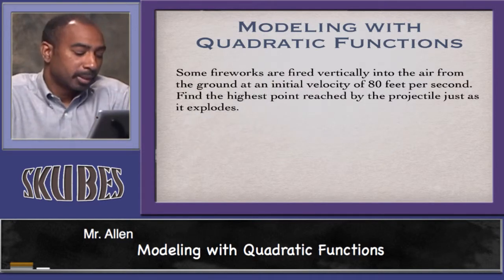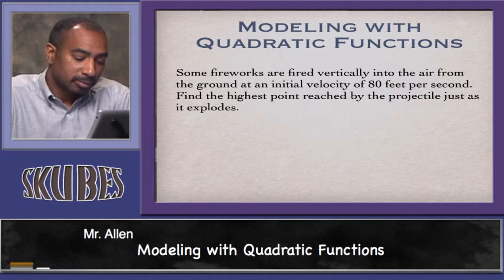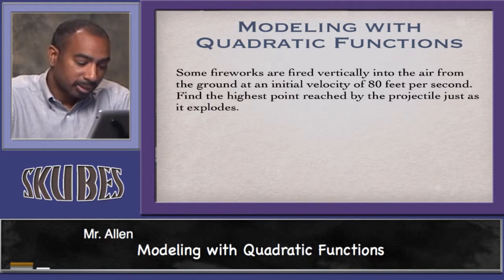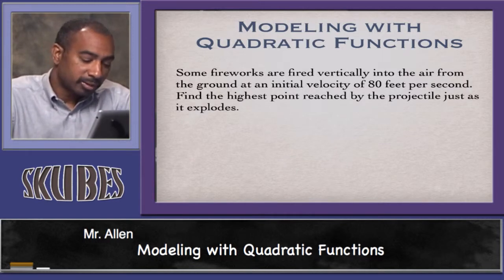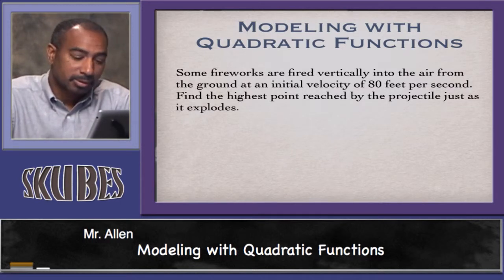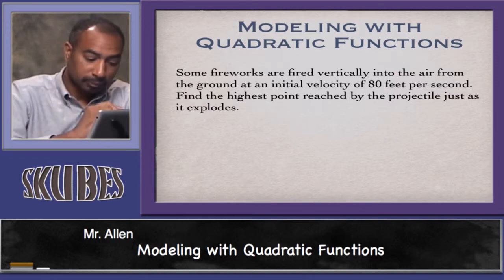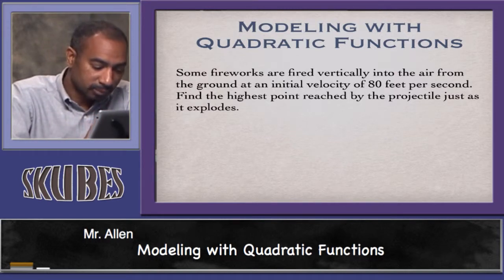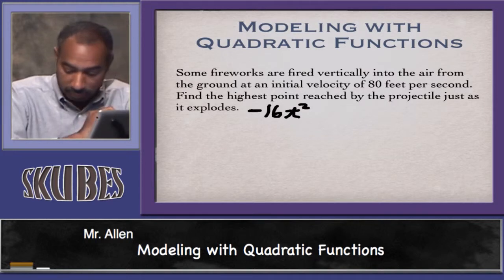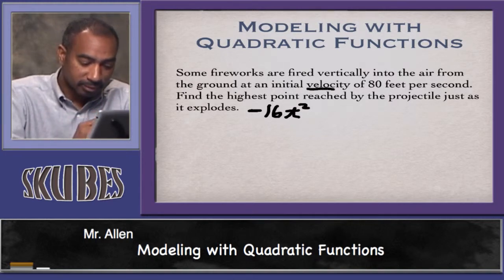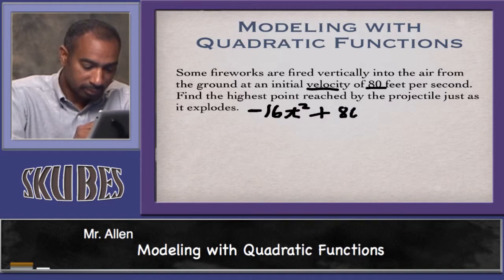All right, let's look at this problem. Some fireworks are fired vertically into the air from the ground at an initial velocity of 80 feet per second. Find the highest point reached by the projectile just as it explodes. If I plug in the values, I have negative 16 t squared, but the velocity is 80 feet per second, so I'm going to put plus 80 times t.